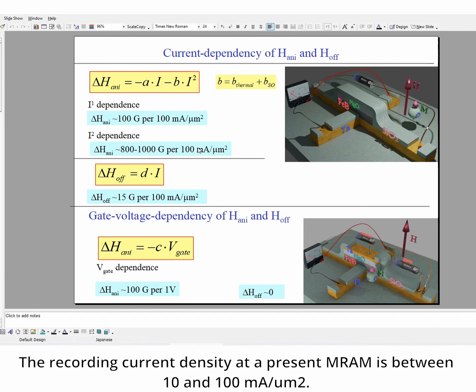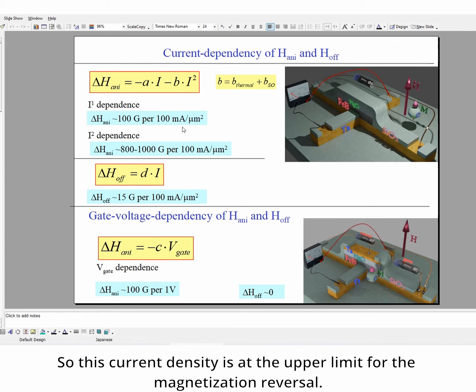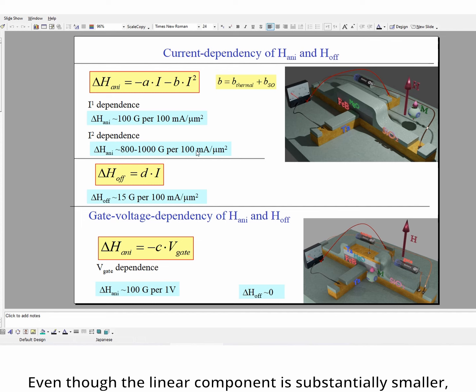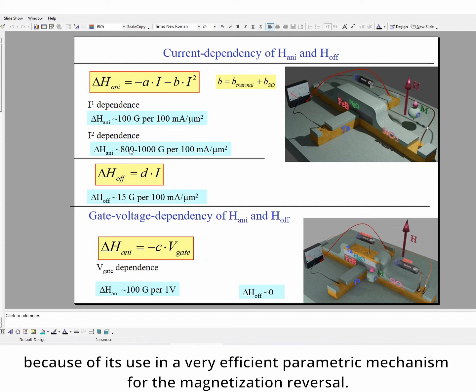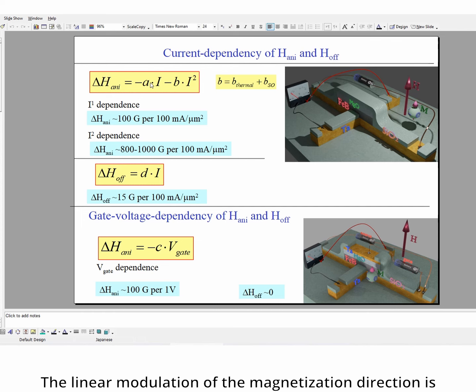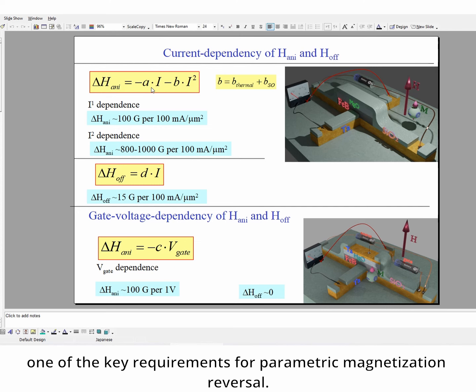The recording current density in present MRAM is between 10 and 100 milliamps per square micrometer. So this current density is at the upper limit for the magnetization reversal. Even so, the linear component, though substantially smaller, is more efficient for the magnetization reversal because of its use in a very efficient parametric mechanism for the magnetization reversal. The linear modulation of the anisotropy field is one of the key requirements for parametric magnetization reversal.